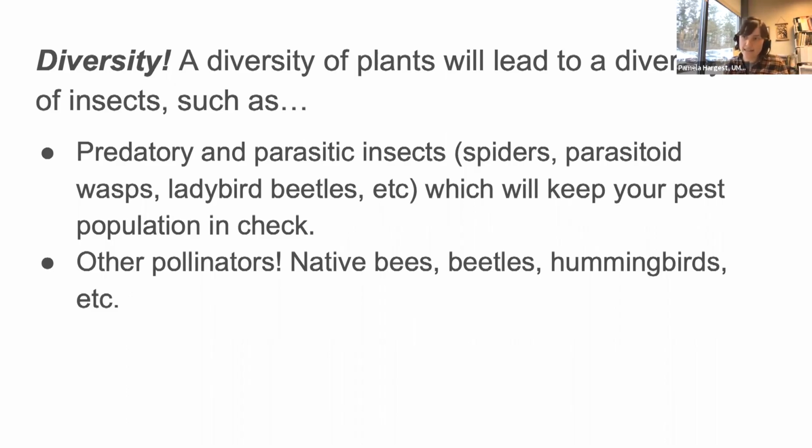But then the other side to that is that you're inviting more pollinators. And so that might improve the production of your garden. You're also providing wildlife habitat. So that's another big one to consider if that's a value that you hold close to you.